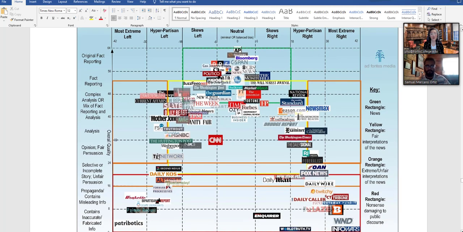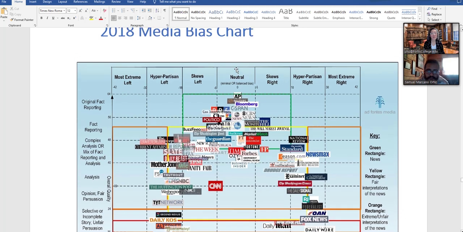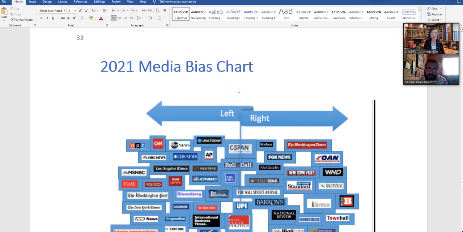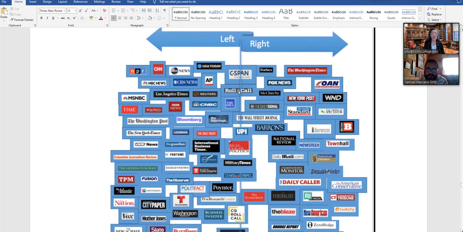This is what media looks like these days. In other words, these are all the media that's on the left, that's Democrat, and these are all the media that's on the right. And neutral is what you want to aim for. You want to read things that are neutral, balanced, and objective so that it becomes the O. Now this is 2018. So in 2018, these were all of the neutral. Now let's move forward to 2021. Nobody is neutral. Did you see that the neutral sign just disappears?